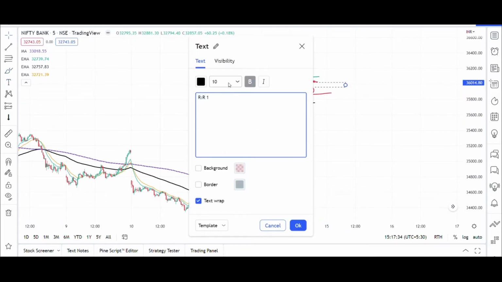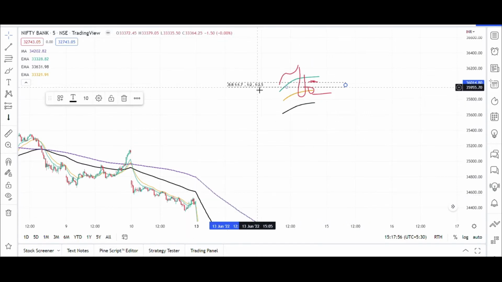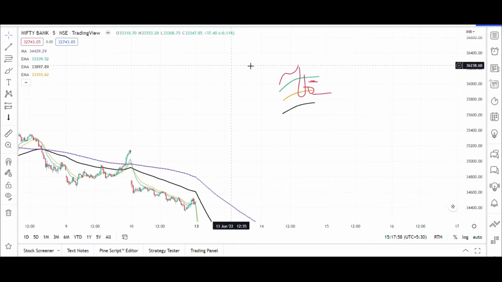So 1:1.7 will be your first target, then 1:2, and then 1:2.5. These will be your short trade targets. I will explain it once again.